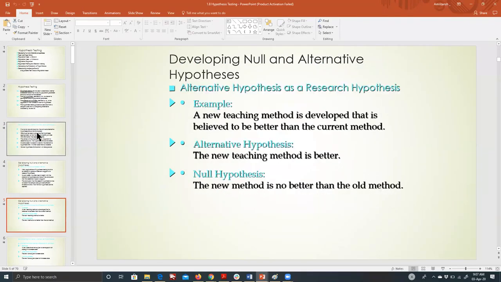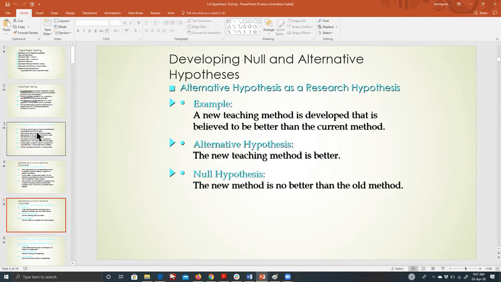Okay, let's take some examples. Let's take an example that a new teaching method is developed that is believed to be better than the current method. Alternative hypothesis is what? The new teaching method is better. Cool, very easy to find. Null hypothesis: the new method is no better than the old method. Now it's very hard to disprove, isn't it? Basically, the null hypothesis is that even the new technique is more or less the same. Alternative is, no, the new teaching method is better.